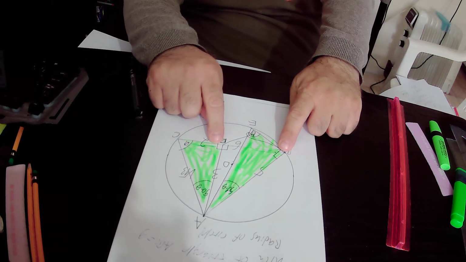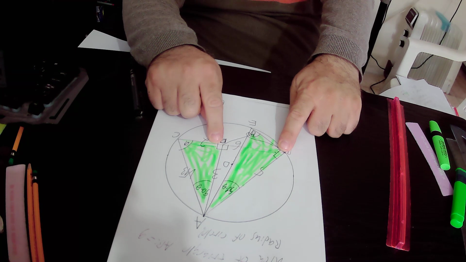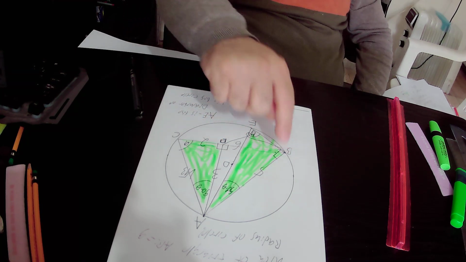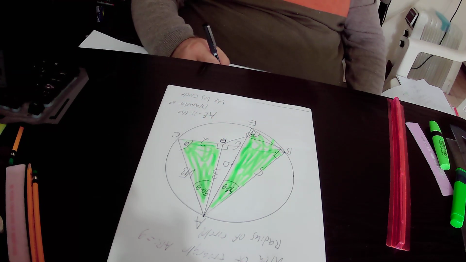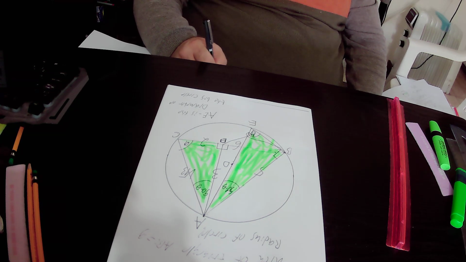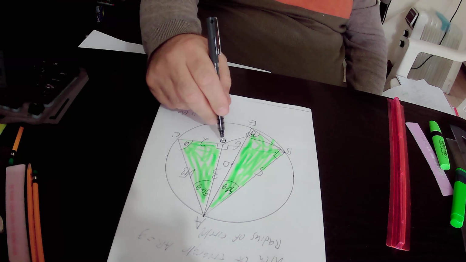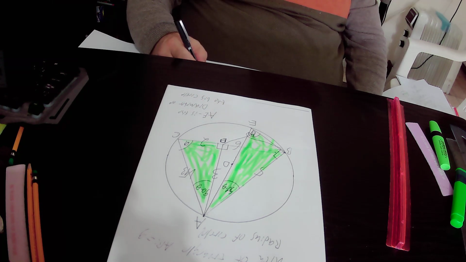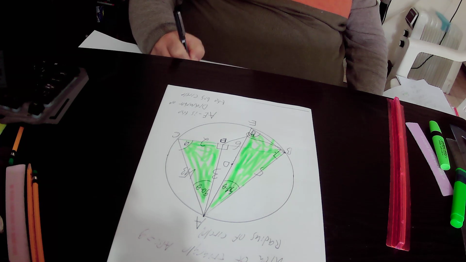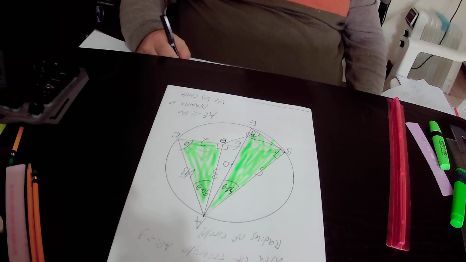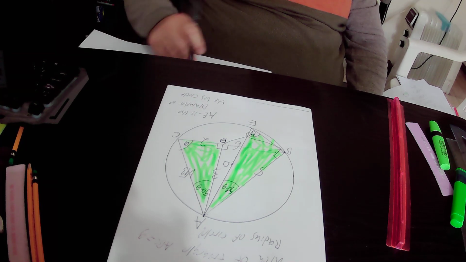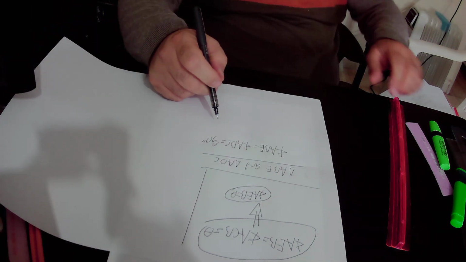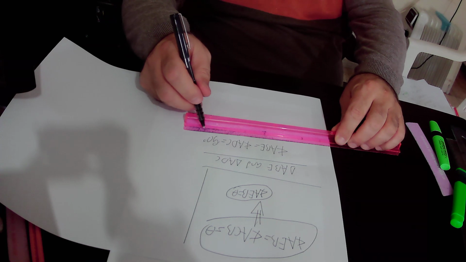those two angles are both equal to 90 degrees, therefore they are equal to each other. So angle ABE in triangle ABE is equal to angle ADC, this angle, and both angles are equal to 90 degrees, therefore they are equal to each other. Okay, so angle ABE equals angle ADC equals 90 degrees.